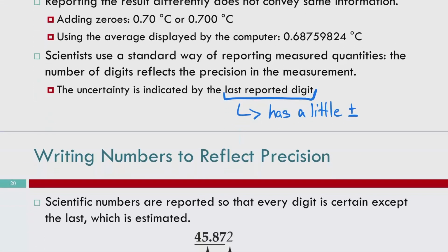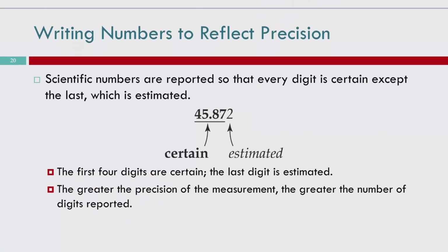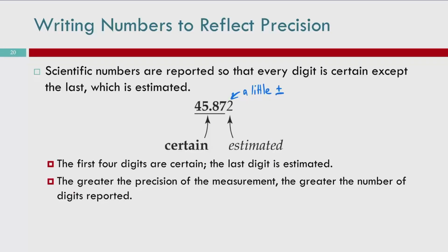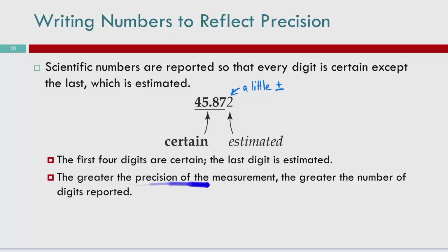They don't always work. Okay, so we write our numbers. Every digit is certain. We're 100% sure about these 4 numbers. And this 2 has a little plus or minus in it. So the first 4 digits, we're absolutely sure that those ones we locked in. That 5th one could be a little plus, could be a little minus. The greater the precision of the measurement, usually that also goes with cost. It's more expensive, the greater the number of digits reported.